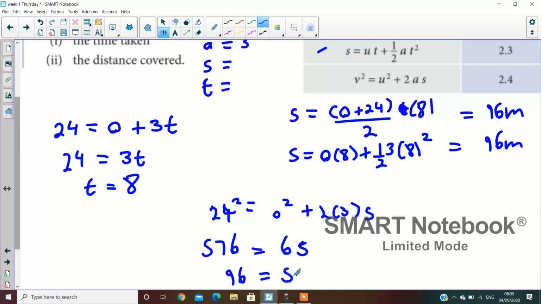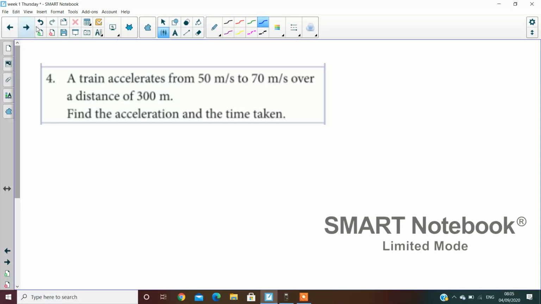So you can see that when you have 4 out of 5, your methods can then diverge, can't they? But when you only have 3 out of 4, generally there's one way of doing the question. That makes sense? All right. Next question. Go on, give it a go.